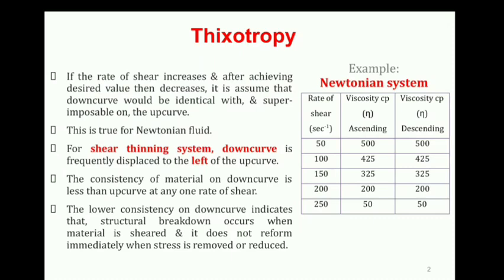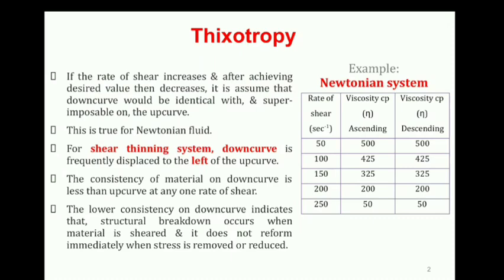For a shear thinning system, the downward curve is frequently displaced to the left of the up curve. Shear thinning system means your pseudoplastic system. So in case of a pseudoplastic system, this down curve is frequently shifted towards the left side of the up curve. What the reason is and all that, we are going to discuss in subsequent sections. The consistency of the material on the downward curve is less than the up curve at any one rate of shear.